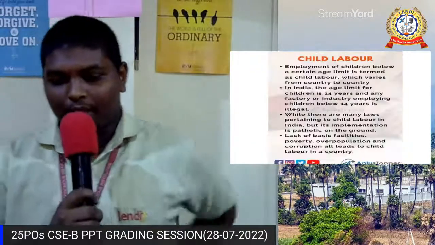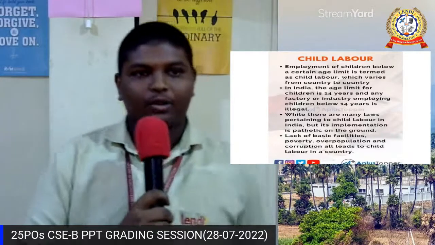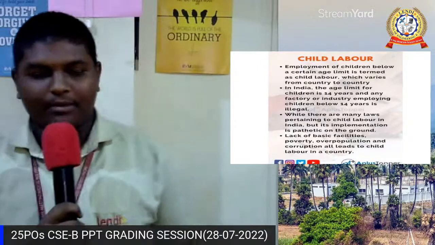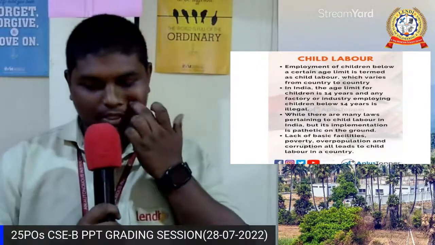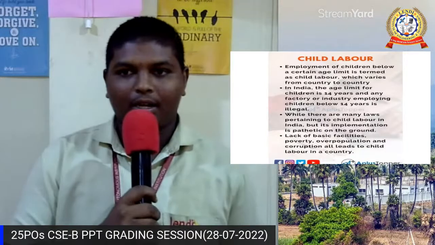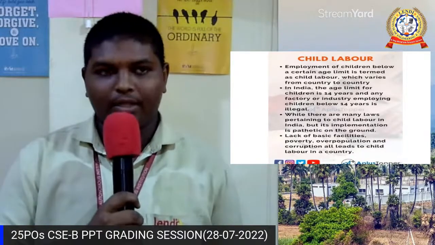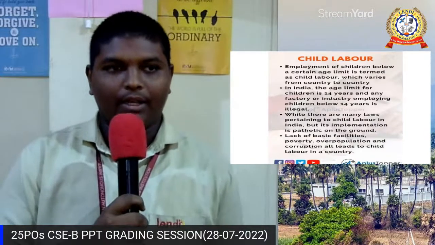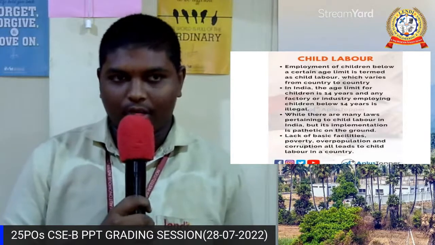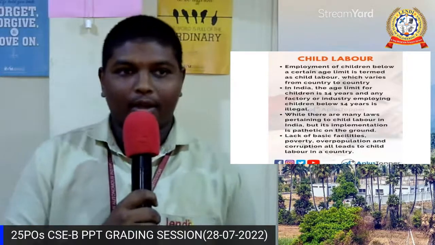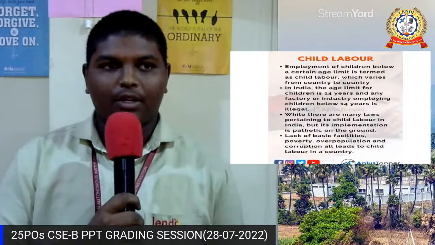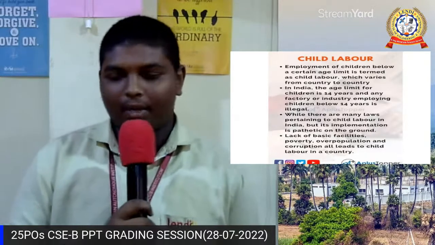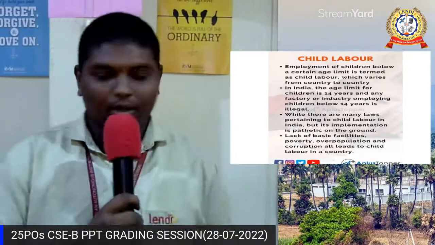According to the International Labour Organization in 2017, there were 152 million children aged between 5 to 17 subject to child labor. Employment of children below the critical age limit is termed child labor, which varies from country to country. In India, the age limit is 14 years, and any factory and industrial employment of children below 14 years is illegal. While there are many laws to prevent child labor in India, the implementation on the ground is weak.